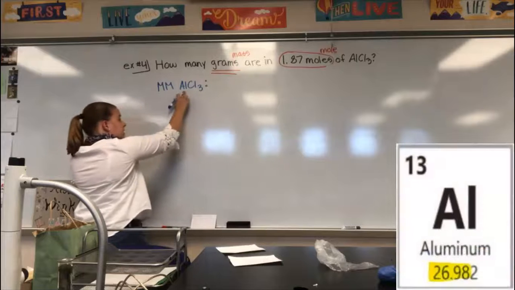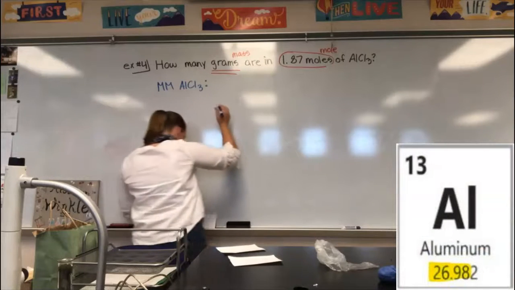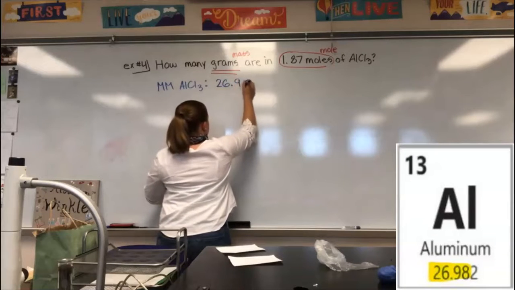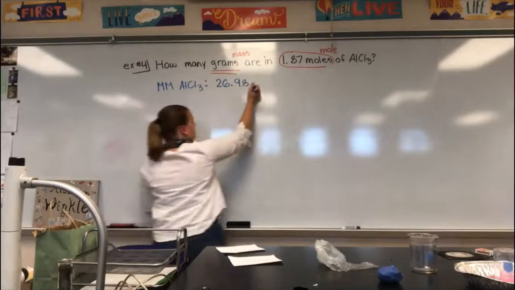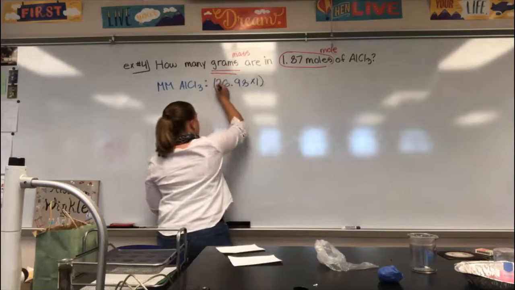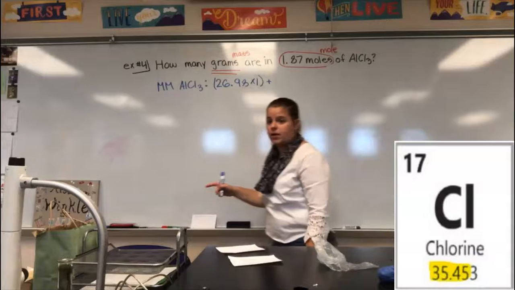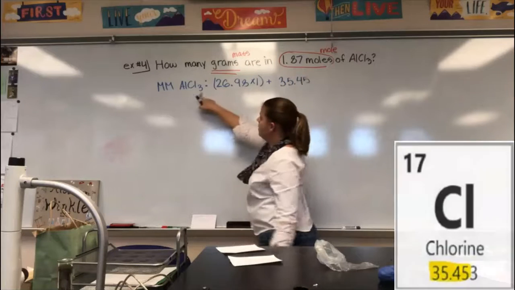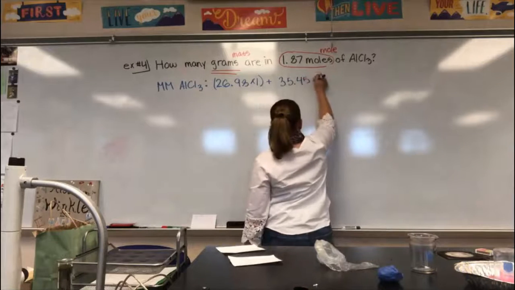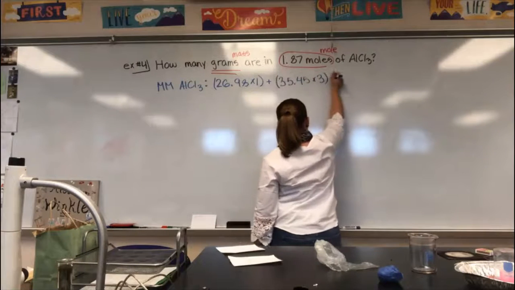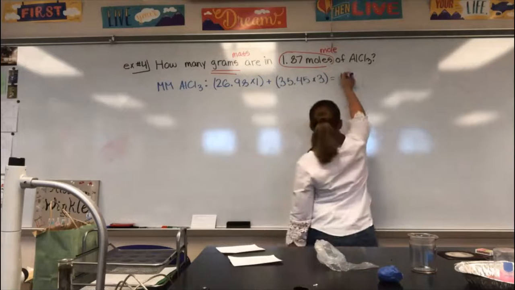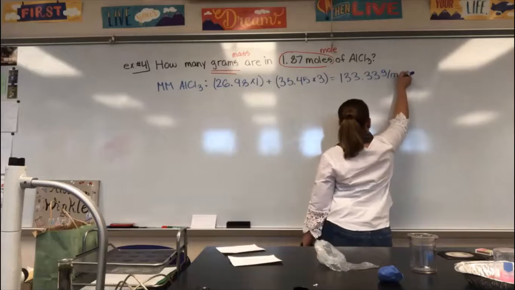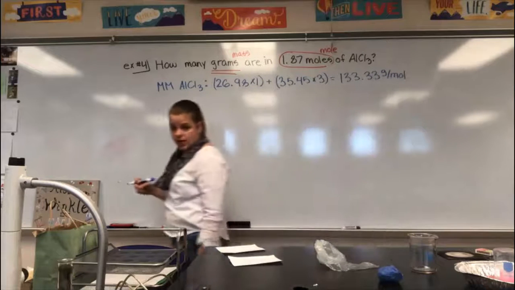On the periodic table, the atomic mass of aluminum is 26.98. We only have 1 aluminum in the compound, so we multiply that number by 1. The atomic mass of chlorine is 35.45, and we have 3 of them in the compound, so we multiply that number by 3. Plugging that into your calculator, you get 133.33 grams per mole.